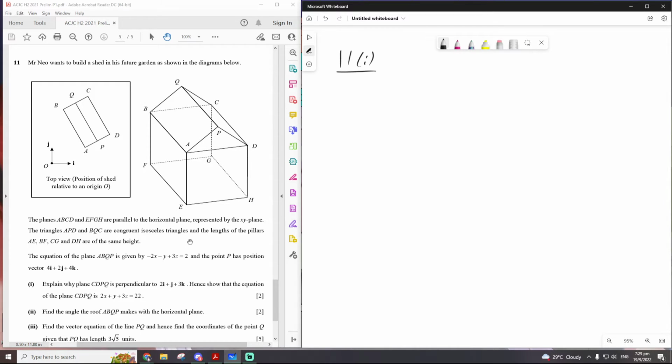The triangles APD and BQC are congruent, isosceles, so they are parallel. So it's like a prism basically. The lengths of the pillars are the same height. So this is like a cuboid. ABQP has this Cartesian equation, and the point P has this position vector. Explain why this line CDPQ.